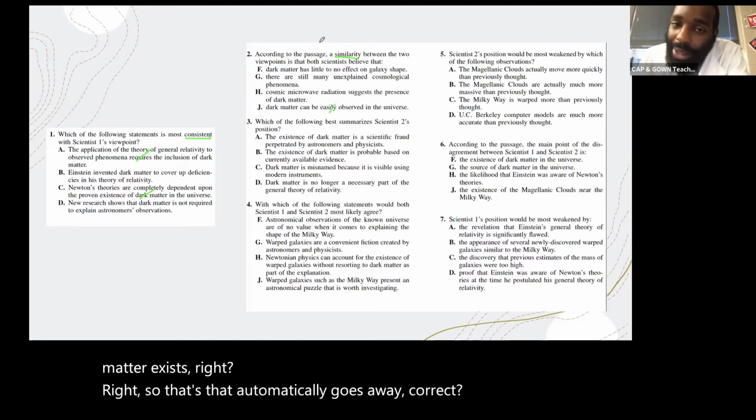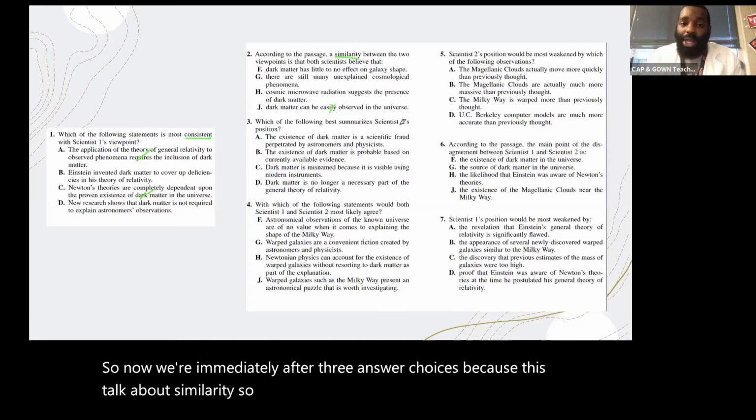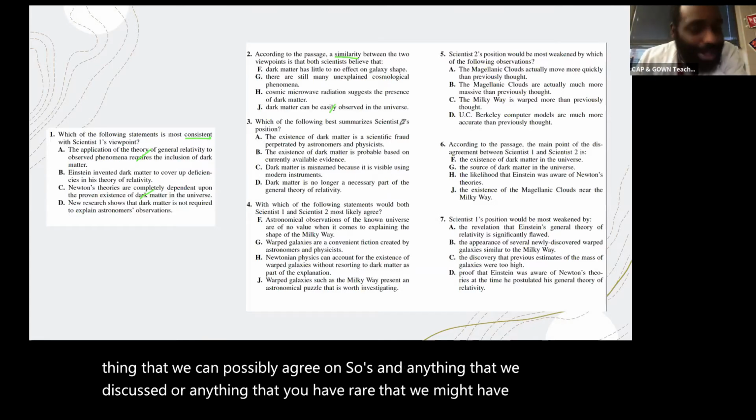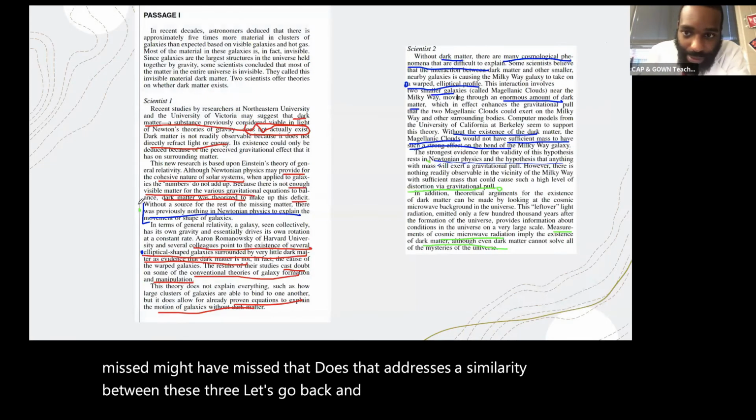So now we're immediately left with three answer choices because it's talking about similarities. So the only time we're going to have similarities is one thing that we can possibly agree on. So is there anything that we discussed or anything that you have read or that we might have missed that addresses a similarity between these three? Let's go back and look at it. You guys see anything?